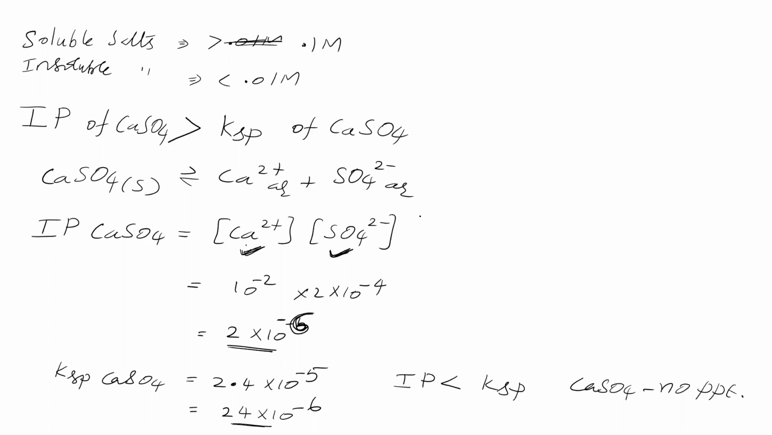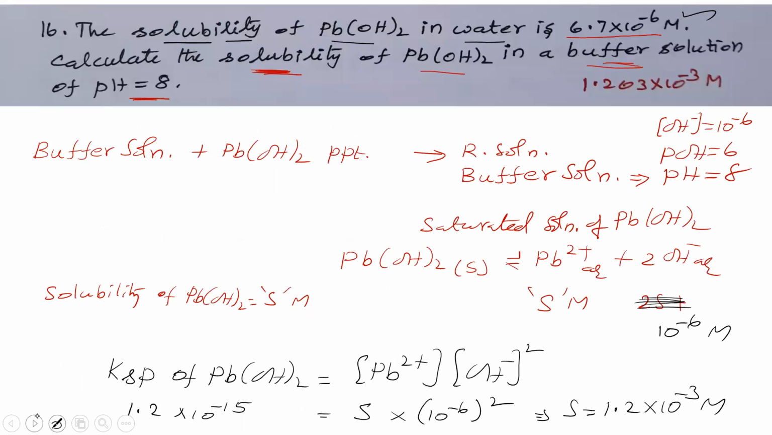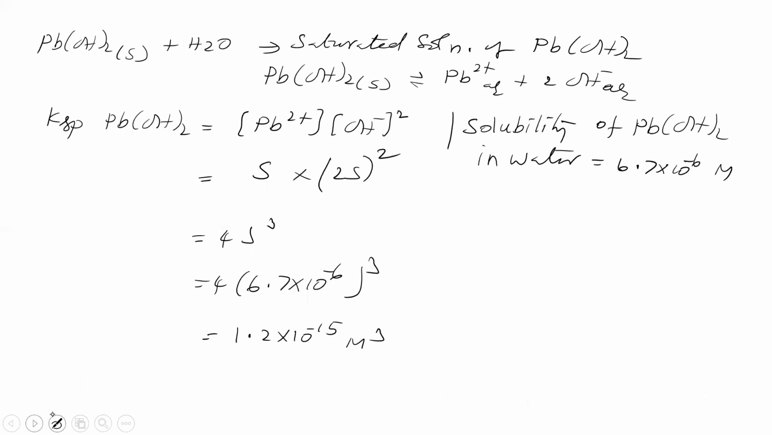Therefore, the ionic product is less than the solubility product, so calcium sulfate will not be precipitated. This sum is correct only. Now we will go for the next sum.